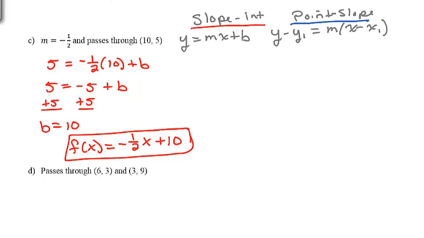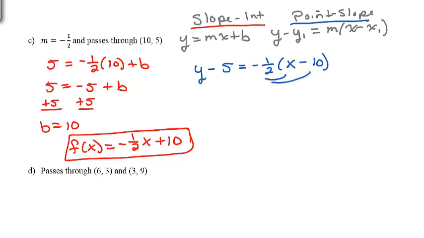Now to do it using the point slope formula, it's very similar. So we're going to have y, and then minus the y coordinate that the line passes through, which is 5, equals our slope, which is -1/2, times the quantity x minus the x coordinate that the line passes through, which is 10. And then we just need to solve this for y.